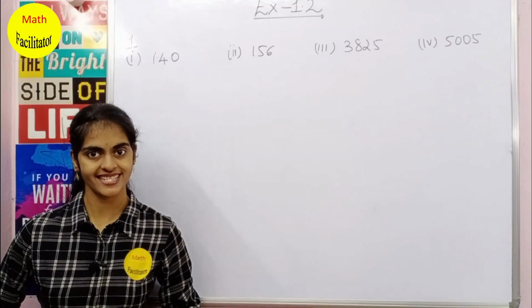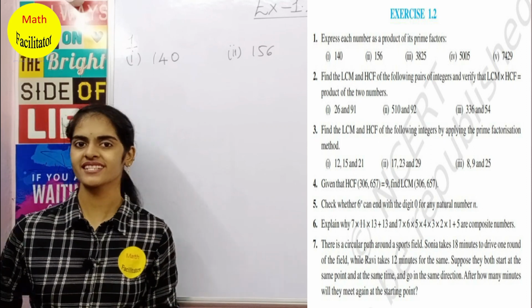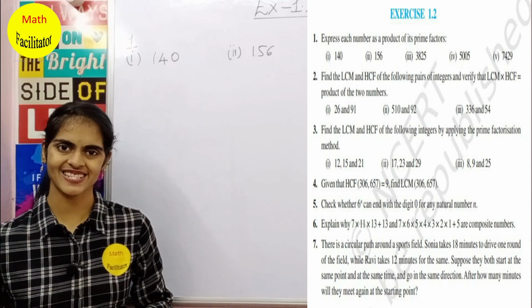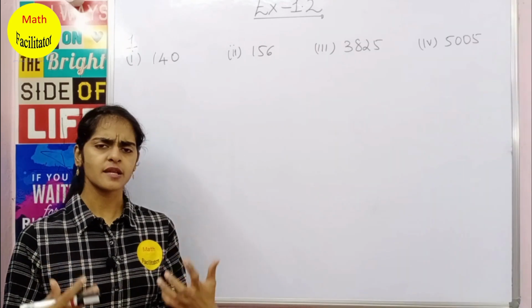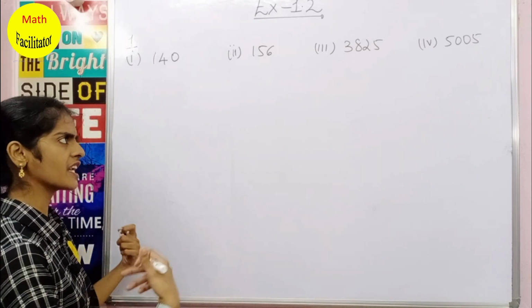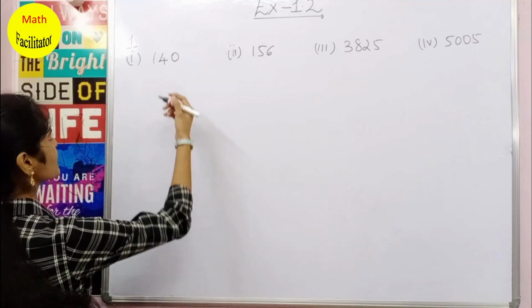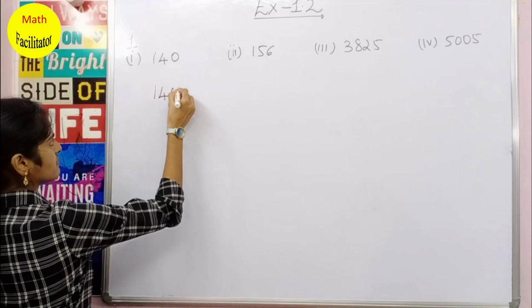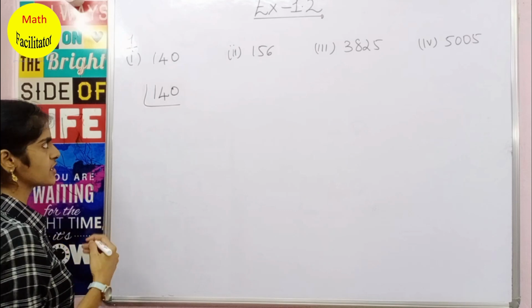Now the first question is: express each of the following numbers as a product of prime factors. How will you do that? Simple division method. This you have learnt in your earlier classes too. Now it will be a revision for us. So 140, how will you prime factorize it? Let us use the division method.